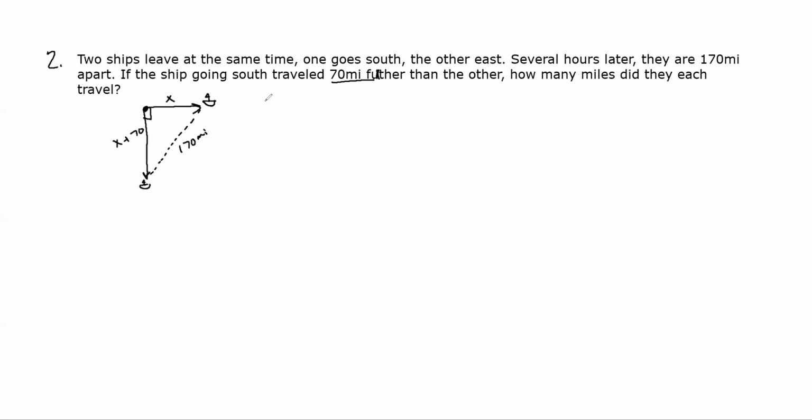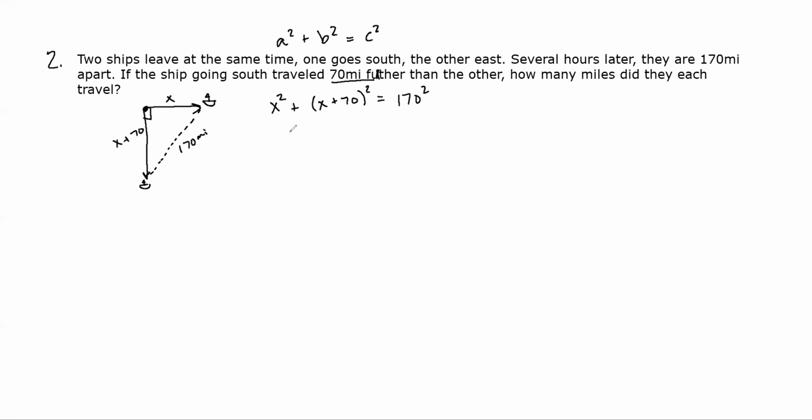So we're going to have our two legs. We're going to have x squared. Let me rewrite our Pythagorean theorem up here. So x squared plus x plus 70 squared. So make sure you square that entire quantity, equals the hypotenuse squared, which is 170 squared. All right, now some big numbers to work with, but it's not going to be terrible.